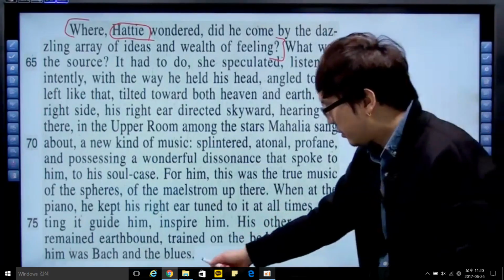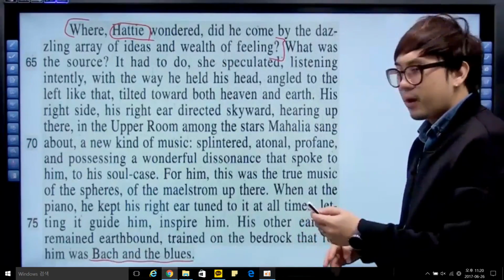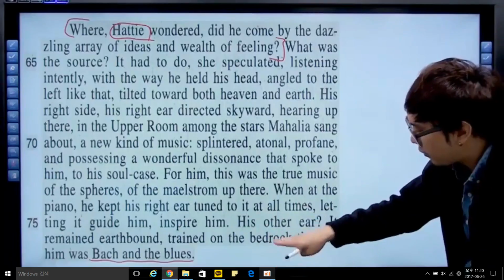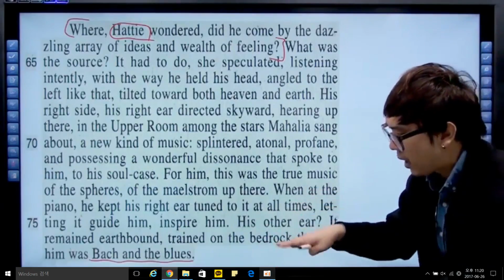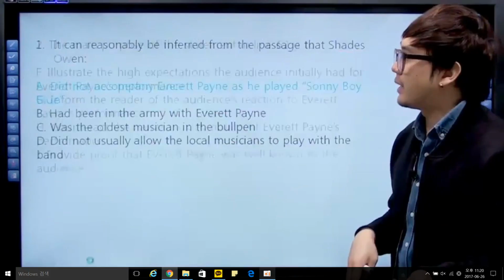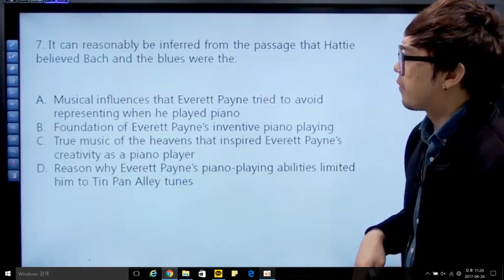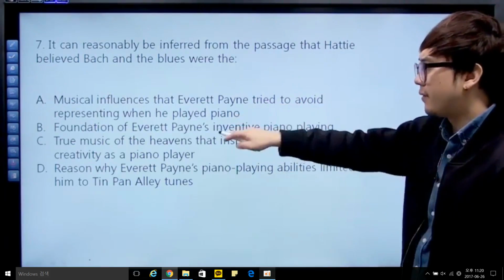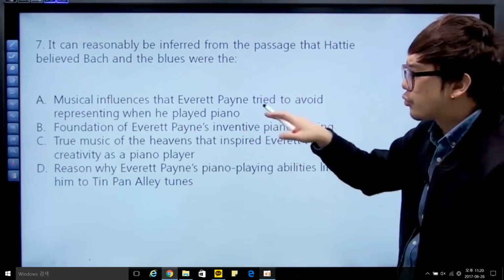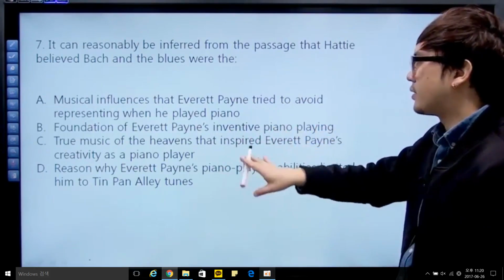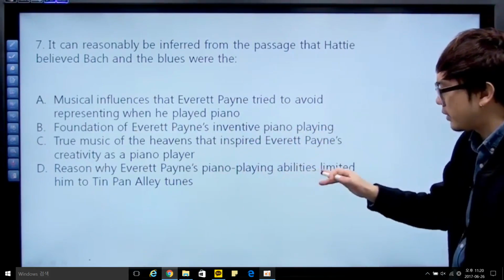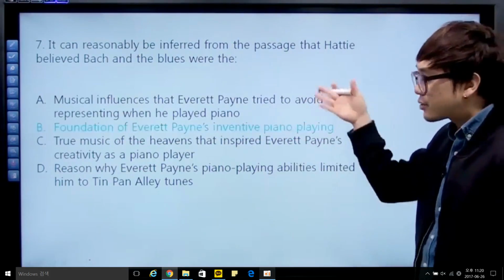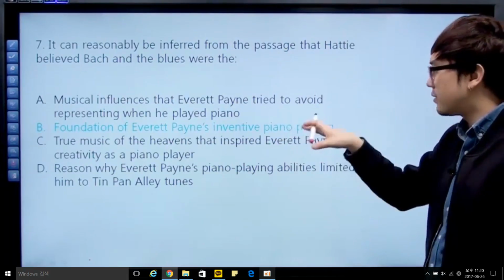So there's the idea, Bach and blues. What are we saying about the Bach and the blues? It says its other ear remained earthbound, trained on the bedrock that for him was Bach and the blues. If that's the idea, what can you infer? Is it a musical influence that Edward Payne tried to avoid representing when he played piano? Or was it the foundation of Edward Payne's inventive piano playing? Or is it the true music of the heavens that inspired Edward Payne's creativity as a piano player? Or is it the reason why Edward Payne's piano playing abilities limited him to the Tin Pan Alley tunes? Which one could be the best answer? It's actually the musical foundation of Edward Payne's inventive piano playing.